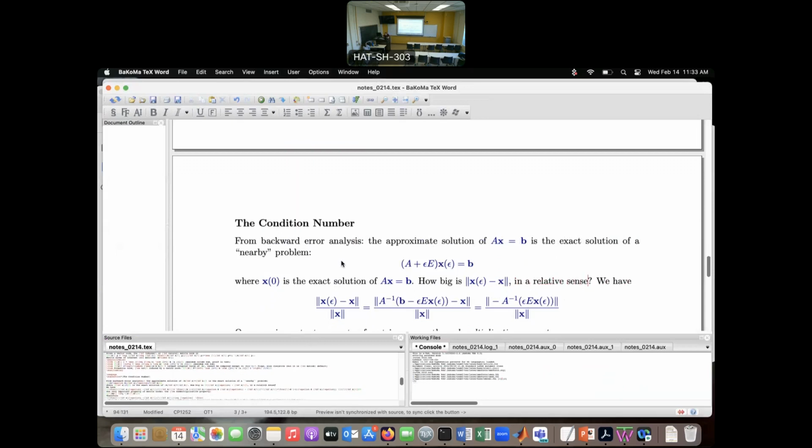All right, so relative error is the difference between the computed solution and the exact solution divided by the norm of the exact solution. So relative error is right here. Now, what I can do is rearrange this equation.